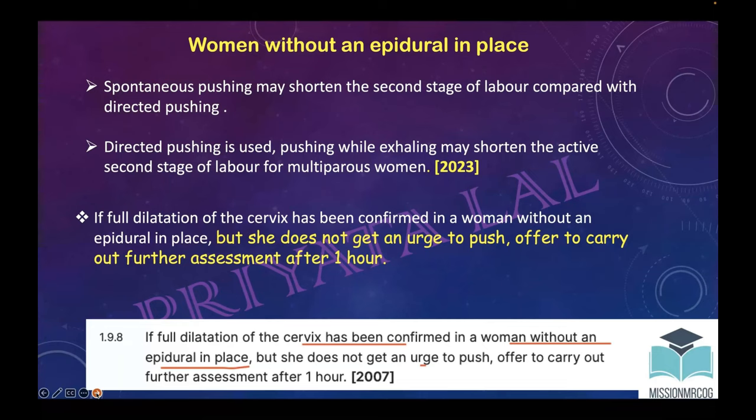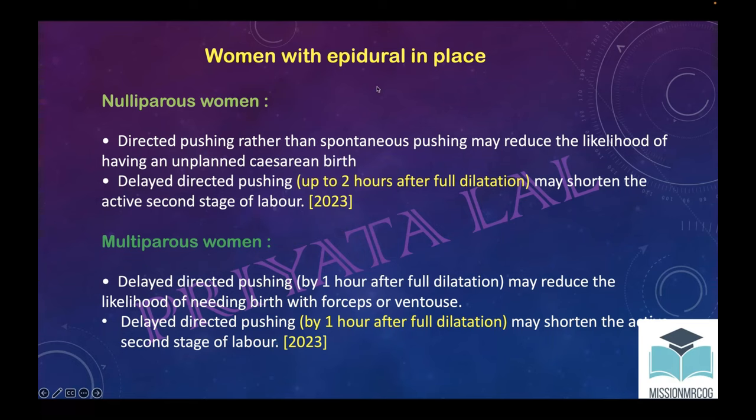Now, this is what you were asking: women with epidural in place. If the nullipara is there, delayed directed pushing up to 2 hours of full dilatation may shorten the second stage of labor. In multipara, delayed directed pushing by 1 hour after full dilatation may shorten the second stage of labor. So they have added this new in the guideline. Delayed pushing: for nullipara, you can advise them delayed directed pushing up to 2 hours after full dilatation. For multipara, 1 hour after full dilatation. So this is a new addition in this guideline.